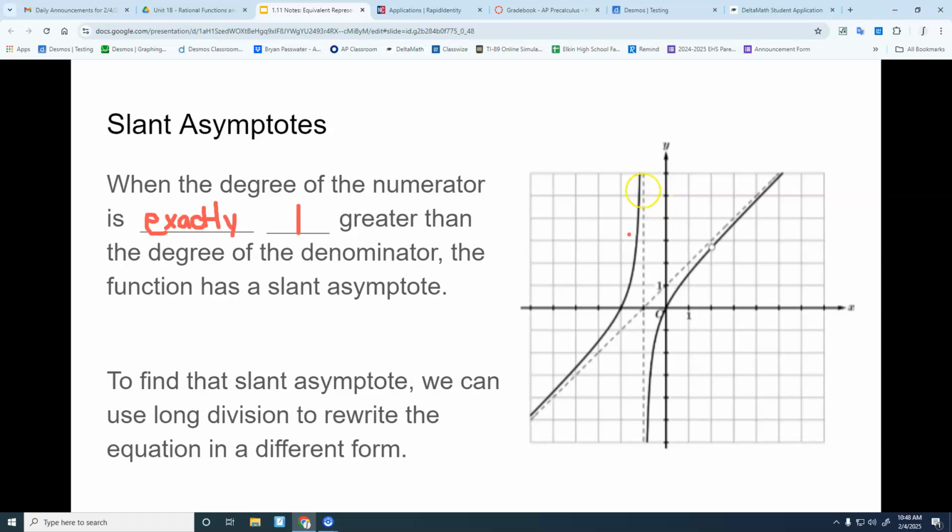So, the slant asymptote, you can see like this equation right here, it has a vertical asymptote, but then it also has this slant asymptote here where you've got a slanted line that the graph gets closer and closer and closer to. Now, its end behavior is still like positive infinity or negative infinity. You don't have a horizontal asymptote there. But we can find the equation of this line right here.